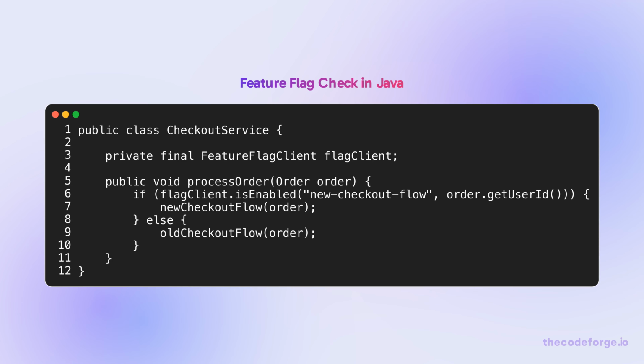This Java code checks a feature flag before deciding which checkout flow to use. The new code is deployed but invisible until the flag is enabled. If a bug is found, disable the flag, no rollback needed.